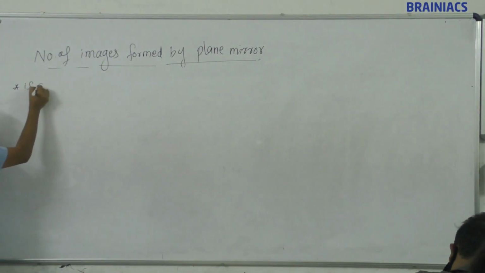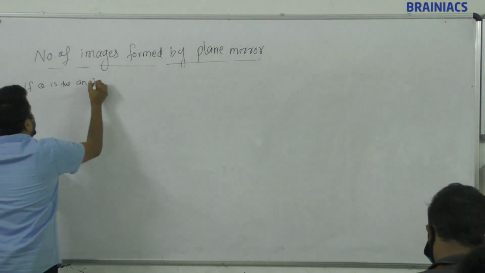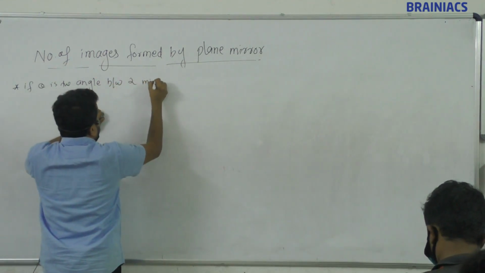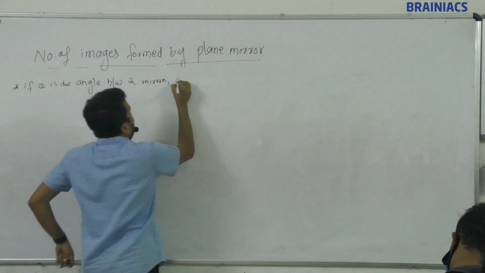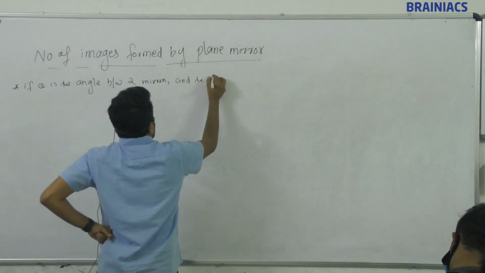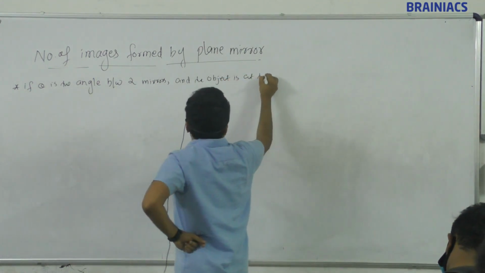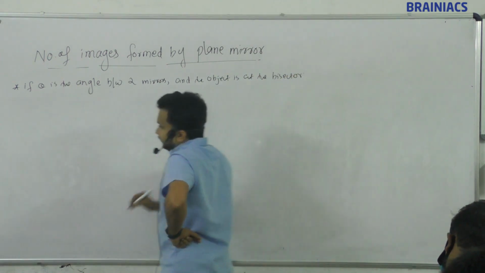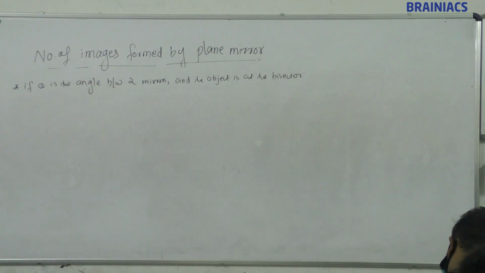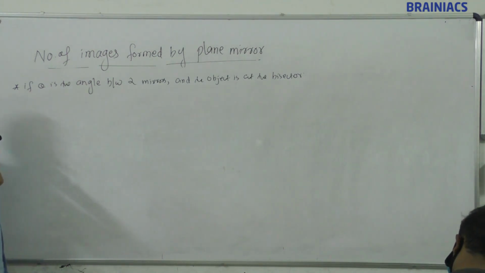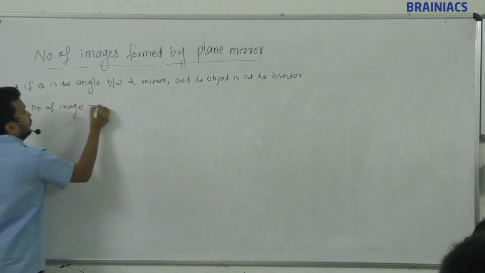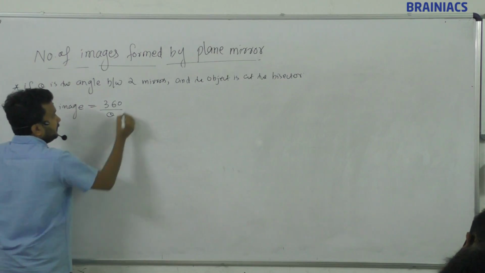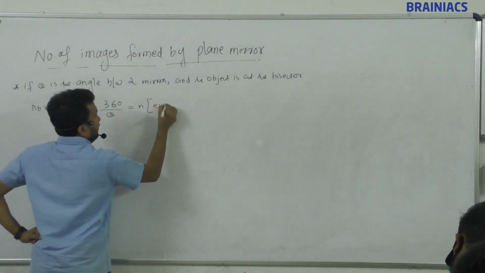First point, if theta is the angle between two mirrors and the object is at the bisector, then the number of images formed is equal to 360 by theta is equal to n, provided this should be an even number.